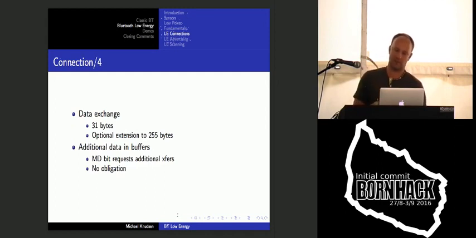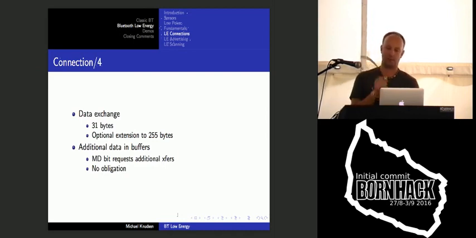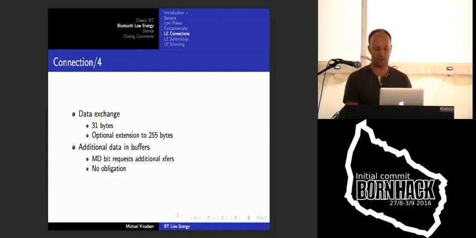There's also a neat thing where, if you have a connection event and you've got 32 bytes that you would like to send to the other guy, instead of having to wait maybe 4 seconds to send the final byte, you can set what is called the more data bit in the header. This tells the other guy that you've got more data for him, and requests him, after you have done your transmission, to come back and listen again. There's no obligation for the peer device to come up again, but often the device will have the ability to do so.